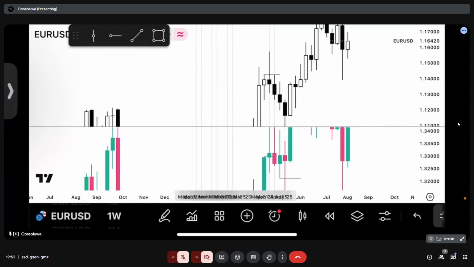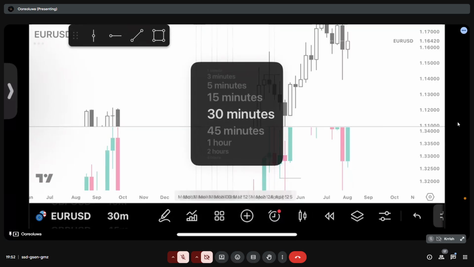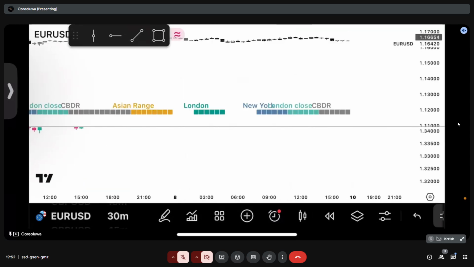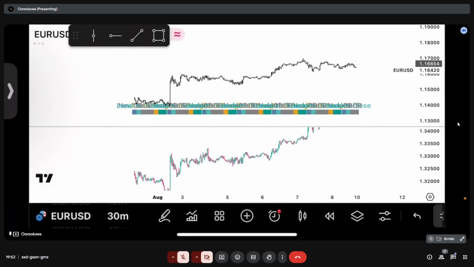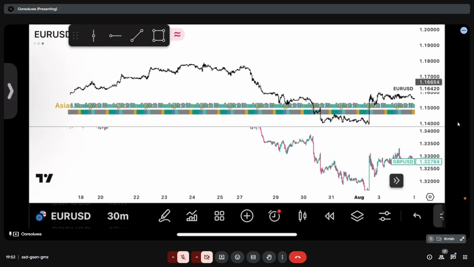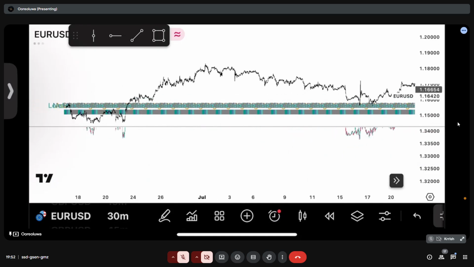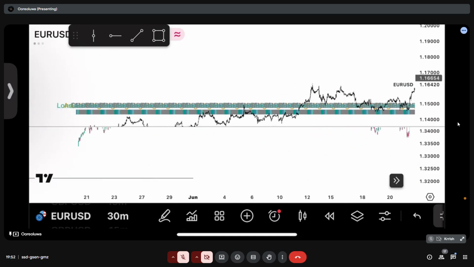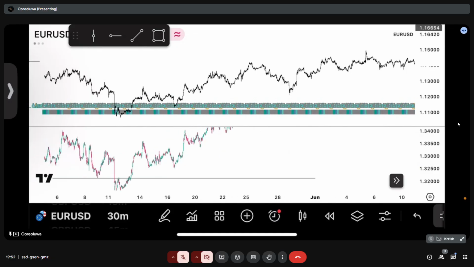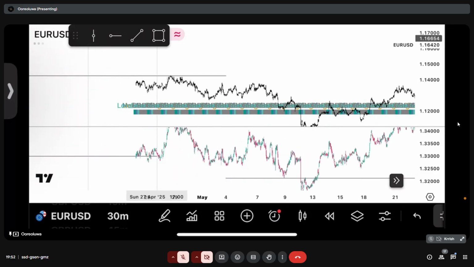So let's go to 30 minutes. I'm very sure I took this sell, so there is SMT. That's why I took it. If there's no SMT, I wouldn't have taken it. I took the sell. SMT. It was there, value.